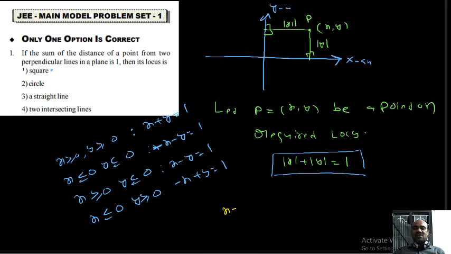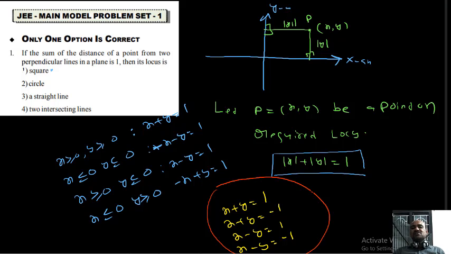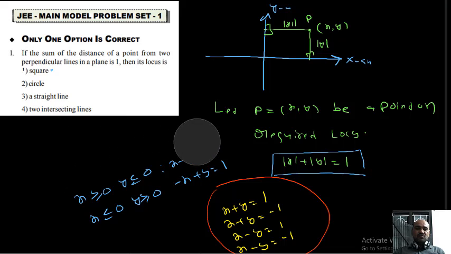One by one I will write: x plus y equal to 1 is one line, x plus y equal to minus 1 is another line, x minus y equal to 1 is another line, and x minus y equal to minus 1 is another line. So we get four different straight lines. These four different straight lines will represent a square on a plane. I will show you. Observe.